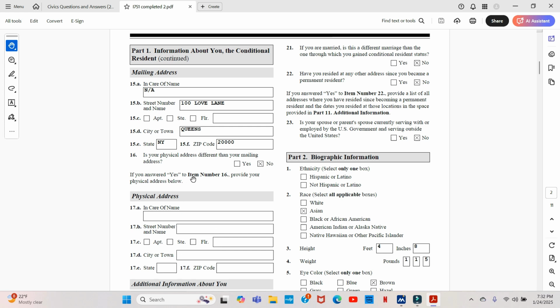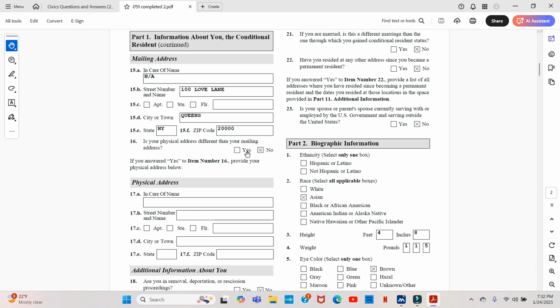If you answered yes to item number 16, provide your physical address below. So if your mailing address is different from your physical address, your mailing address goes in here, your physical address goes in here. We're moving on.